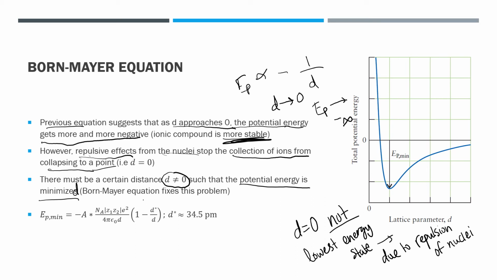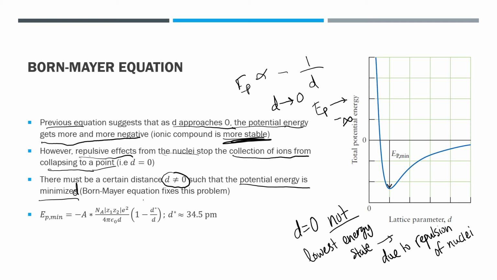So there must be some sweet spot, right? If they're too far away, the ions aren't attracted to each other. It's not low potential energy. If they're too close together, there's huge repulsion. Again, that's not low potential energy. There's got to be some D not equal to 0 such that the potential energy is at a minimum. So let's look at the Born-Mayer equation and see what that says.